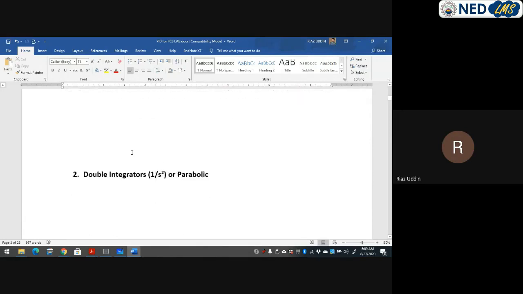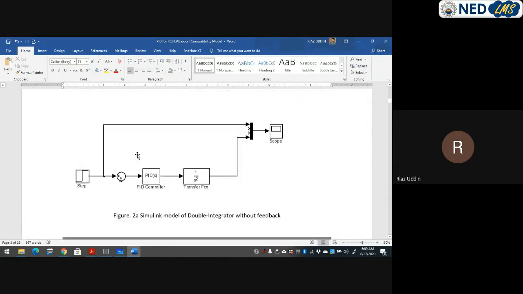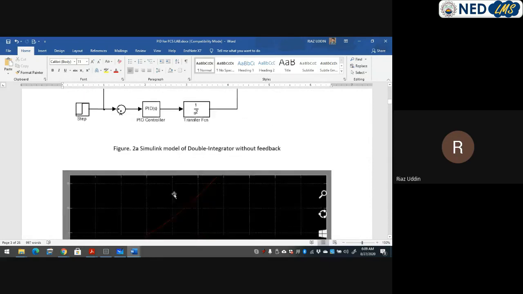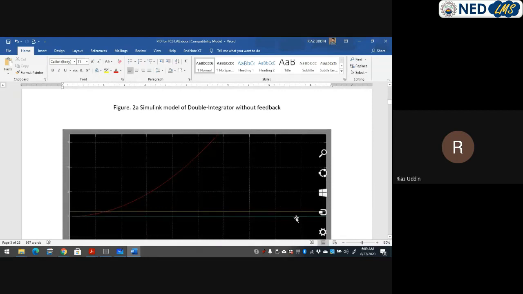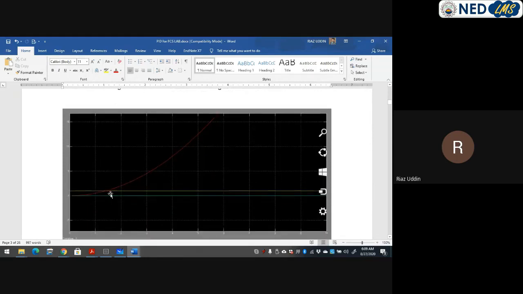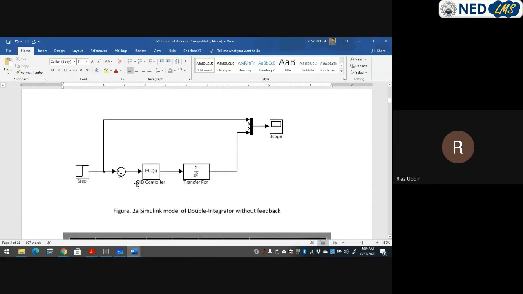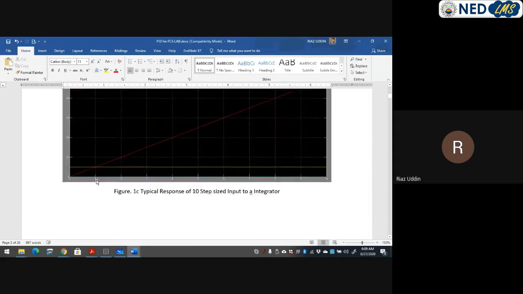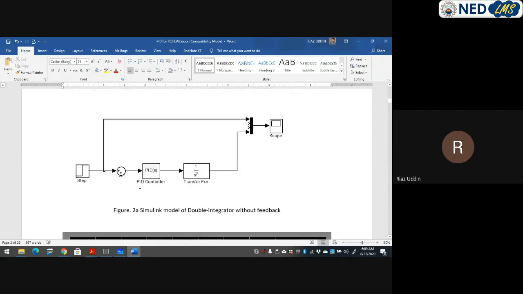Okay, now go to the double integral. Double integrator means when you give a step input, automatically it becomes a parabolic function. So at a certain point, as you give an input, it gives you a parabolic function. What does ramp mean? Ramp means that at every value, for example, if I go to this one, at time t equal to 2, it gives you the value 20. At time t equal to 3, it gives you the value 30. Same is the case here.